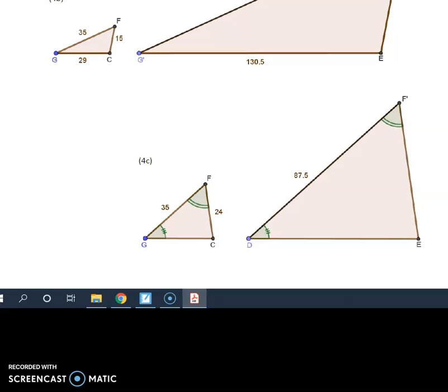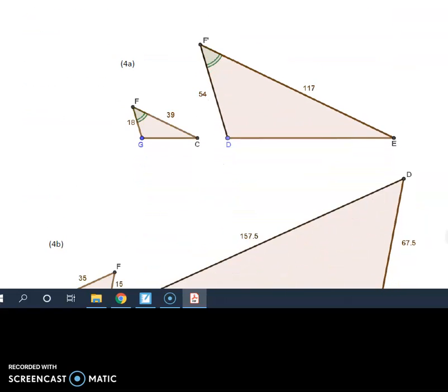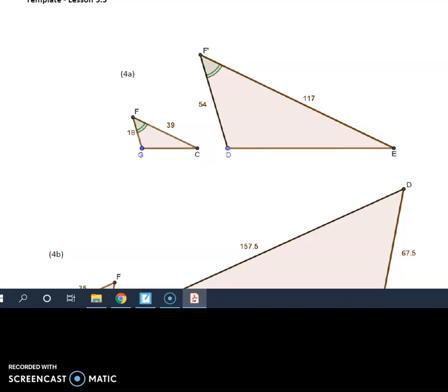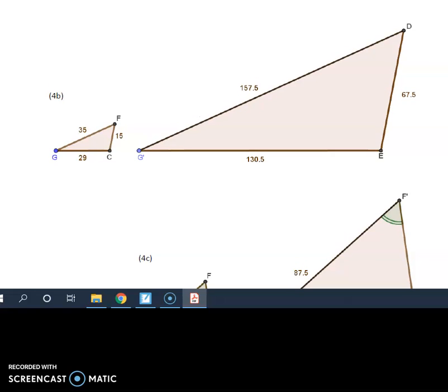But there's the issue with this one in comparison to the previous problems. In the previous problems, I was able to split the 54 into two pieces. That would be the 18 and the 39, and I was able to figure out what was left of the 54 and 117 because I had two numbers which I was splitting the longer sides into pieces. Same thing was true here. When I put this side in here, I know this length is 35, so I can find out that piece, what's left of the 157. And here, same thing, it's 29, so I can figure out what's left of the 130.5.